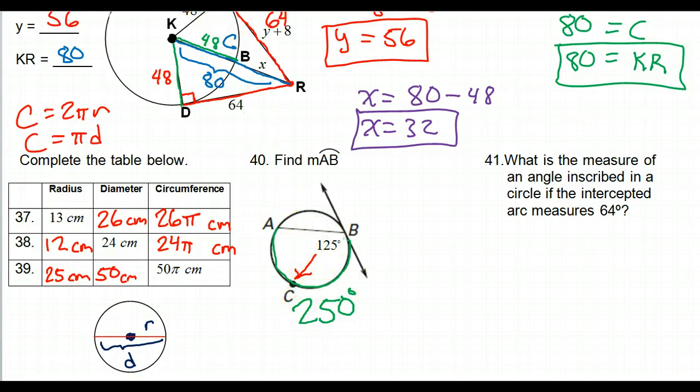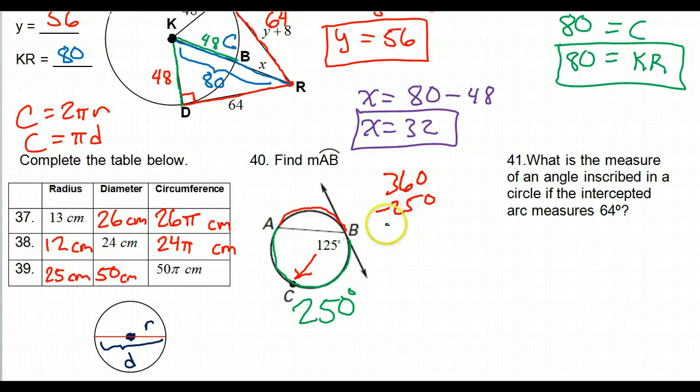All right, so this would be 250 degrees because I doubled this. But if I want to find arc AB, which is this side over here, then I need to subtract from 360. So I'm doing 360 minus 250, so that would be 110 degrees. Okay, and finally number 41.